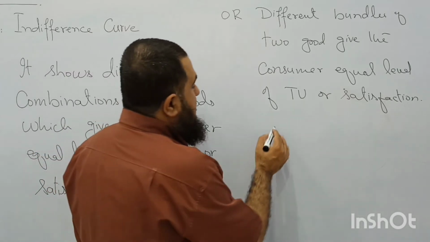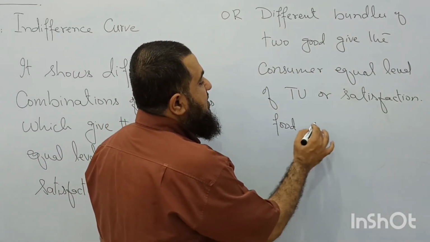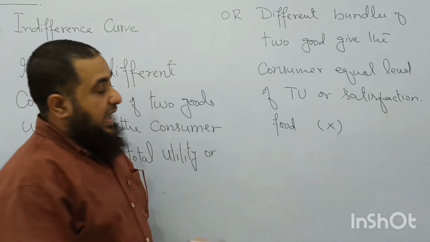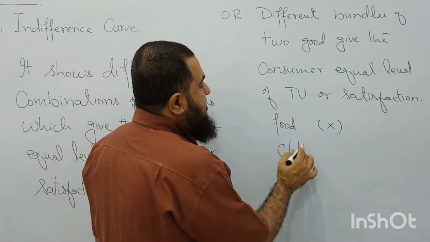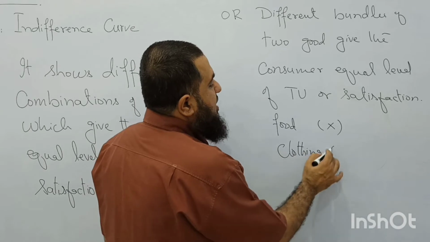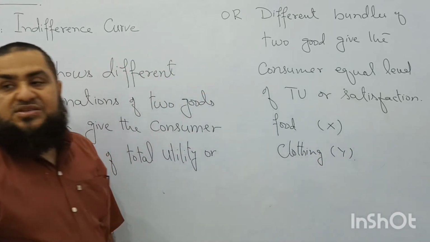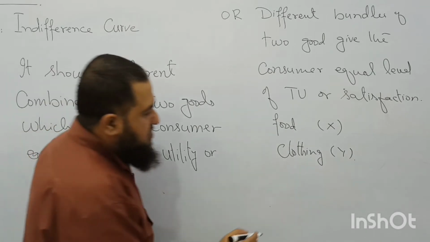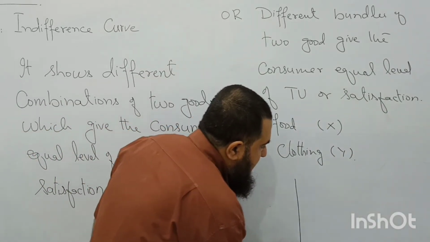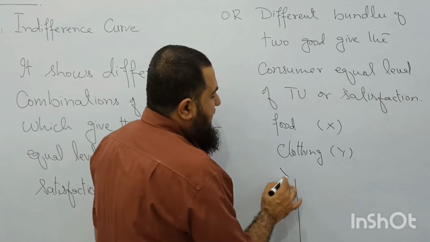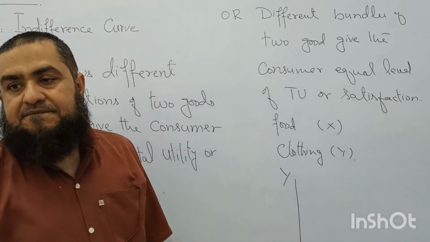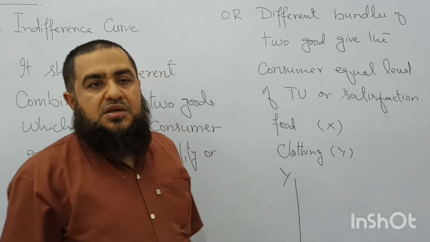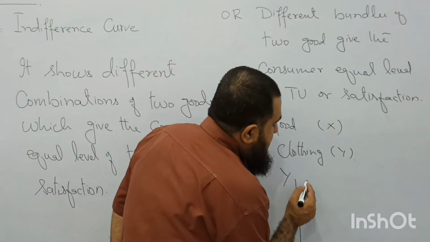One is food, which I am denoting by X. Another is clothing, that is good Y. So there are different combinations which are available to the consumer. Now I am drawing this. Here I am taking X and here I am taking Y. X is food and this is clothing. So this is the indifference curve.